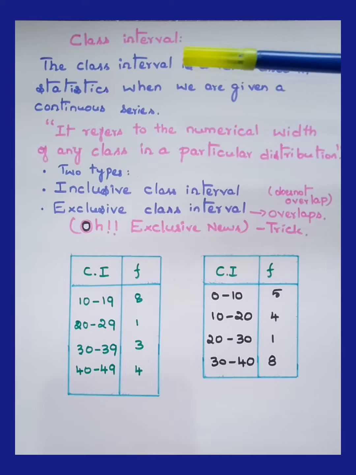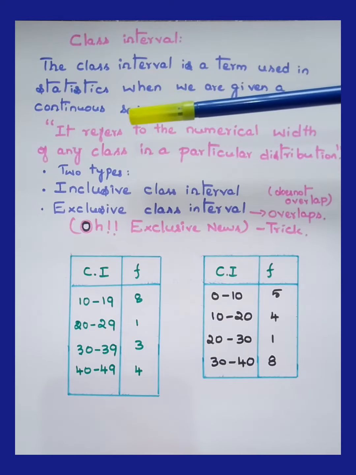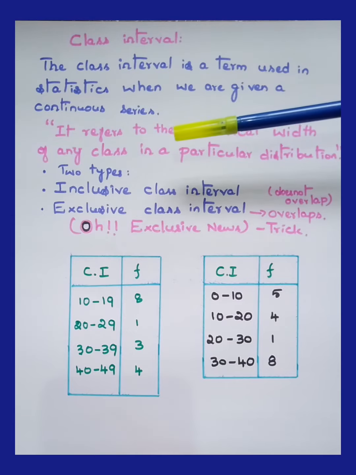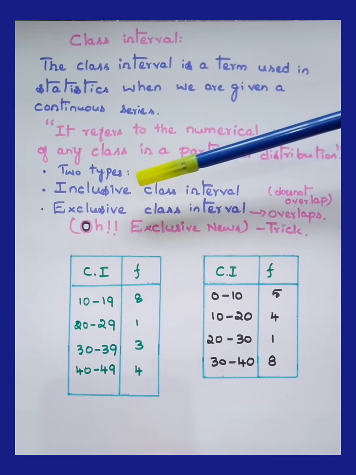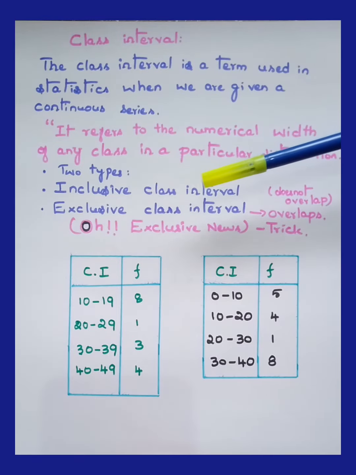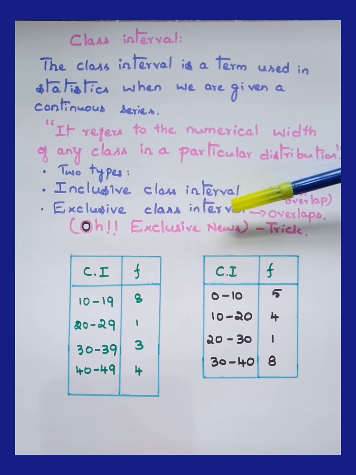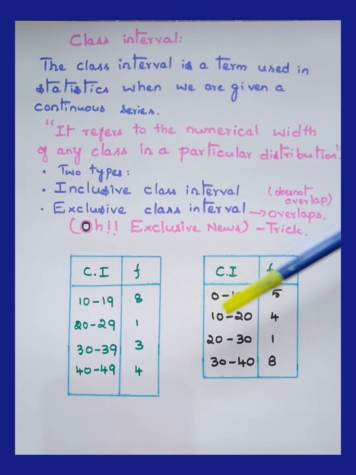First, class interval. The class interval is a term used in statistics when we are given a continuous series, or it refers to the numerical width of any class in a particular distribution. There are two types of class intervals, inclusive class interval and exclusive class interval. In an inclusive class interval, the numbers do not overlap the other one. But in the case of an exclusive class interval, the numbers overlap. We can see this in an example.